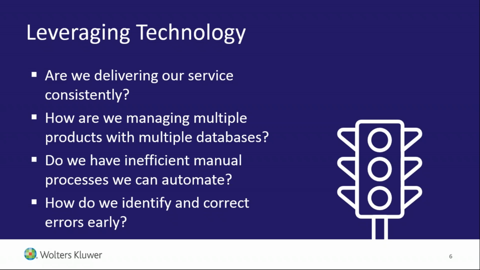We'd look at those kind of manual processes and see what we could do differently. And how do we identify and correct errors early? Particularly as the workload ramps up in January, people start taking shortcuts and we risk really our reputation by letting those mistakes slip out the door and not catching them as we might otherwise have done earlier in the year.